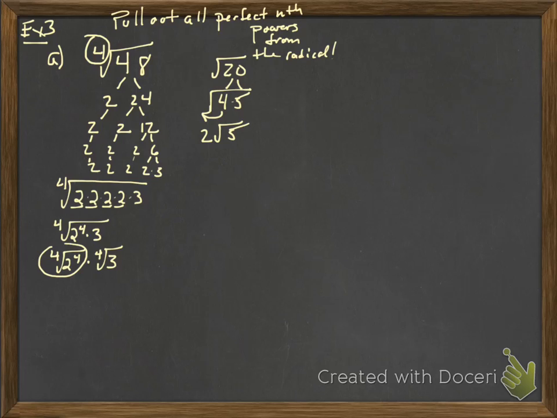But this is nice. The 4th root of 2 to the 4th is the number 2. I can pull a 2 out of this, and I'm left with the 4th root of 3.